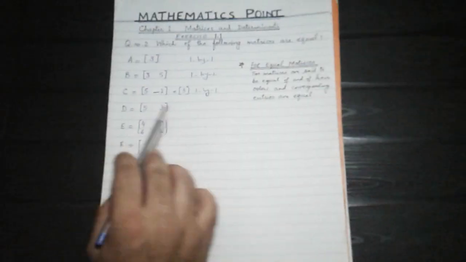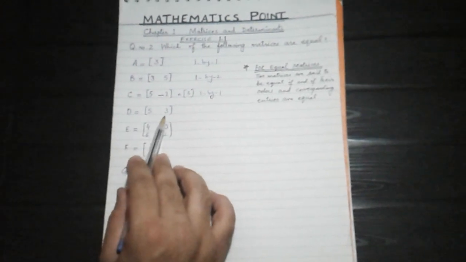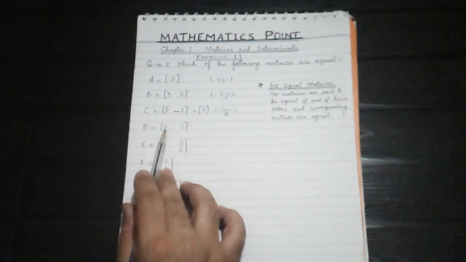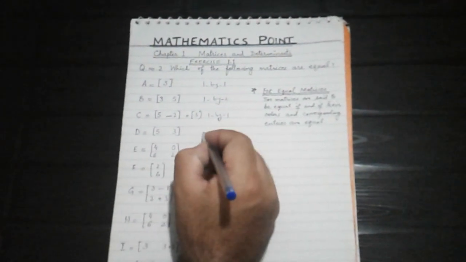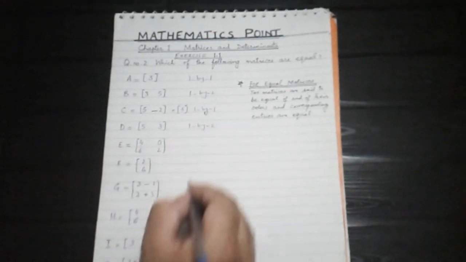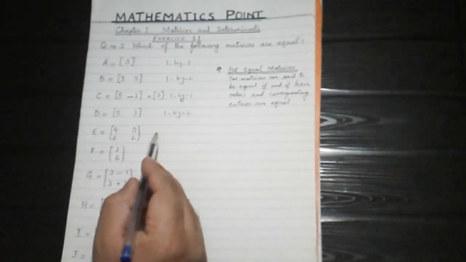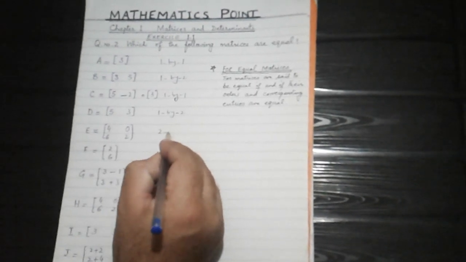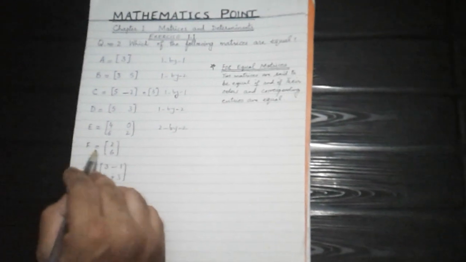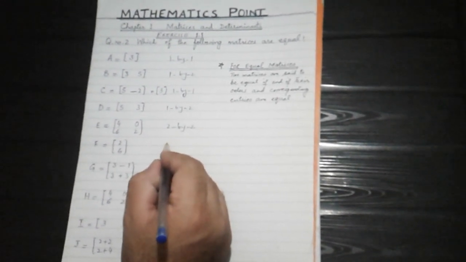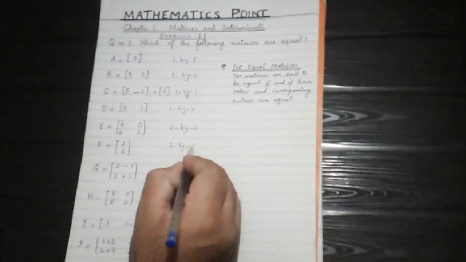Now the next matrix is D. In this matrix there is only one row and there are two columns. Hence the order of D is 1 by 2. The order of E is 2 by 2, two rows and two columns. In F, the order of F is 2 by 1.